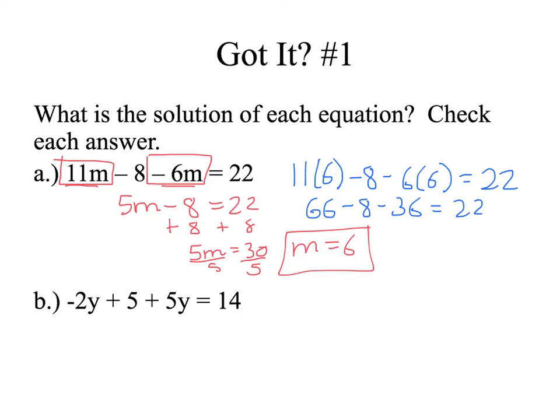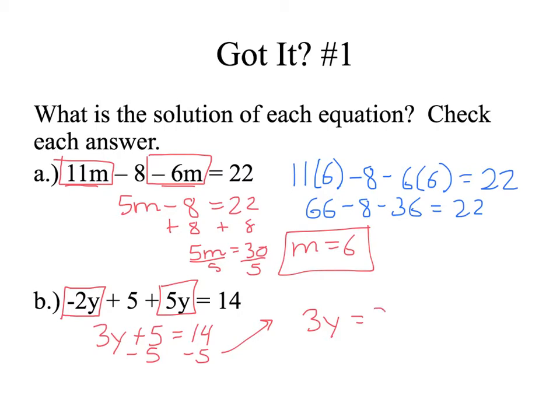If you want to put it in your calculator, you can, but it should equal 22. Okay, and part B. So variables here, we have minus 2y, and we have plus 5y. So negative 2 plus positive 5 is going to be 3y, plus 5 equals 14. Subtract 5 from both sides. I'm going to put that over here. So I have 3y equals 14 minus 5 is 9.